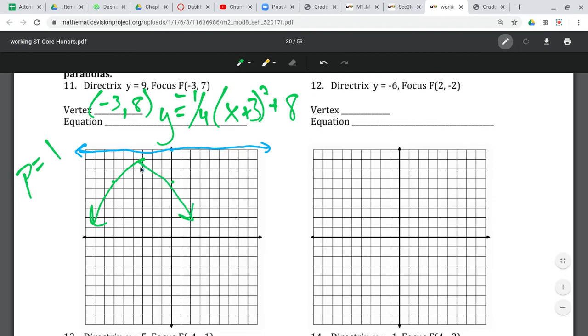Obviously, yours will be a little more of a curve, unlike mine that's a little too straight since I'm on the computer and it makes it a little difficult. But there is our parabola.